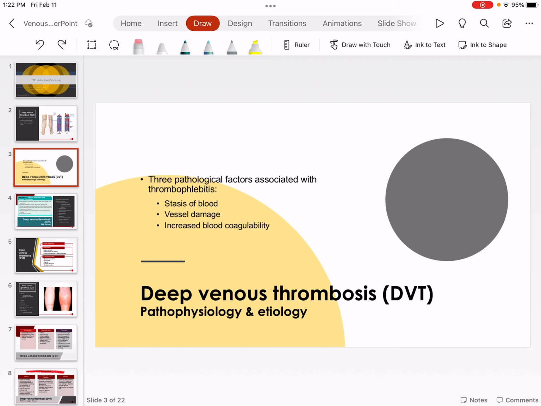And then the third factor is increased blood coagulability. That would be if the patient has a clotting disorder or something like that. You could think of it as their blood's a little thicker. They're at a higher tendency to form clots at that point. So these 3 factors are known as Virchow's triad.